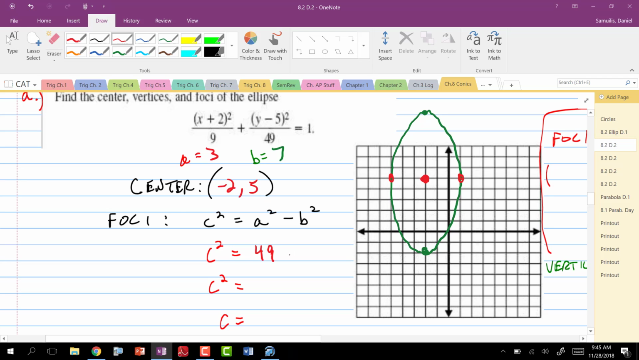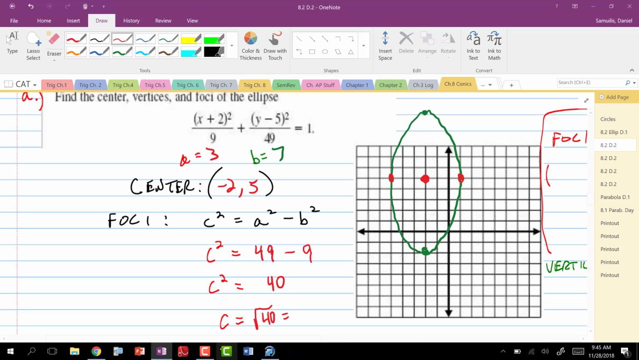Now we know a squared is 49, b squared is 9. This a is the bigger number, so a squared is 49. It's not a big deal, but you should never get a negative number. Make sure you're not subtracting those the wrong way. And then what we need for this is probably a decimal.